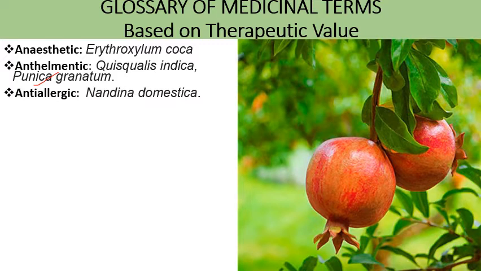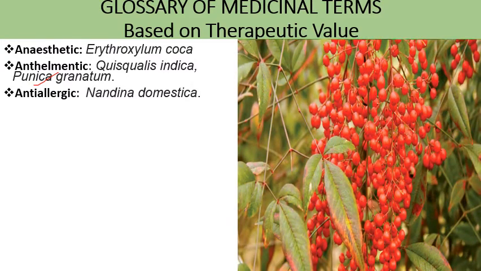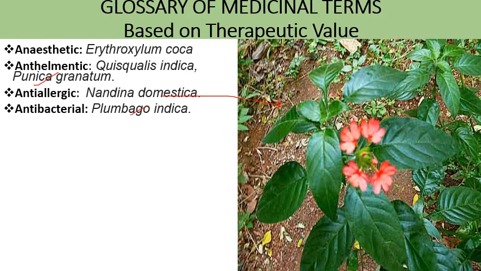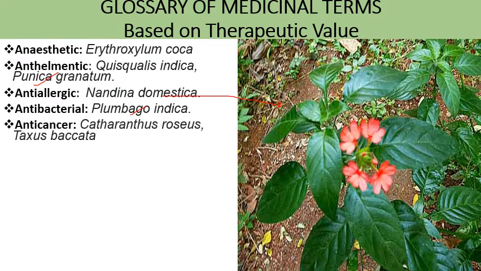Then we have anti-allergic. So these are the medicines which are used to treat allergic reactions. And the plant used is Nandina domestica. This is the photograph which shows Nandina domestica. Next comes antibacterial, as the name indicates. So these medicines are used to treat the bacterial infections. And the example of plant is Plumbago indica. This is the photograph which shows Plumbago indica.